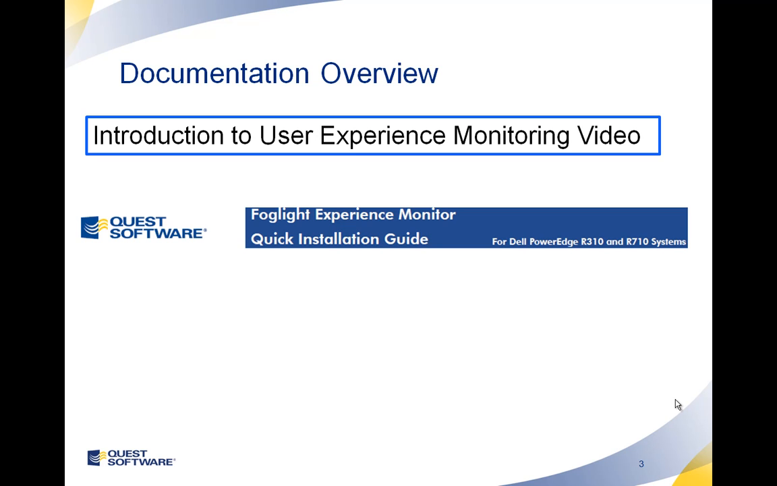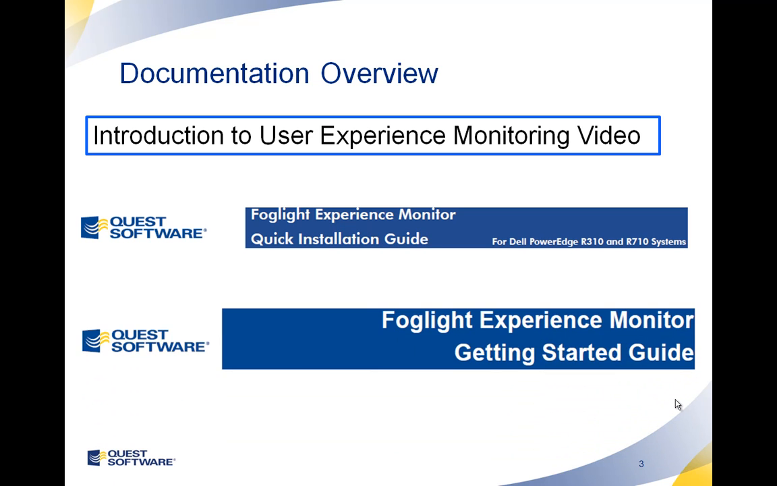Next, we'll talk about the Foglight Experience Monitor Quick Installation Guide, and this is the first set of documentation that's available inside the Foglight Experience Monitor box. So when you open the box, you'll see a glossy guide with this banner at the top, and it states the Foglight Experience Monitor Quick Installation Guide. Now, it's available for the 310 and the 710 systems. Most of the time during the trial, though, you're going to have a 310 system. So that's the one we'll focus on today.